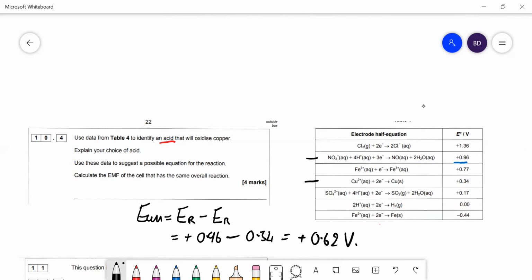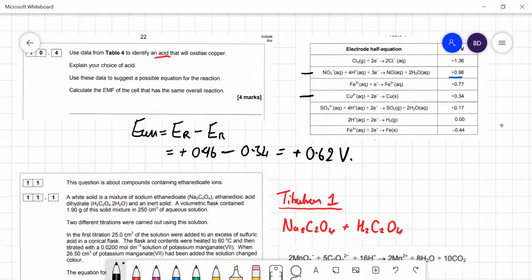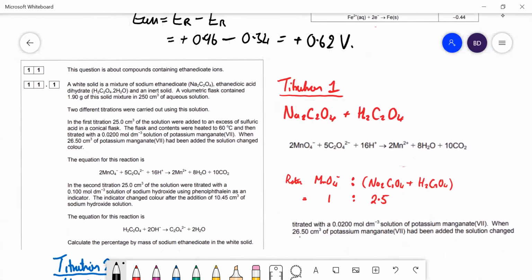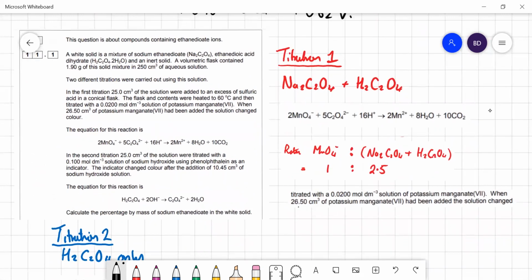Okay, so that is the end of that electrode potential question. Now, this question here, you may have seen this before. It's one of the hardest titration questions I think that they've asked in recent years. And I think there's a lot of marks. I think it was a 7 marker. I'll cut that bit off, but it was 7 marks, I think.